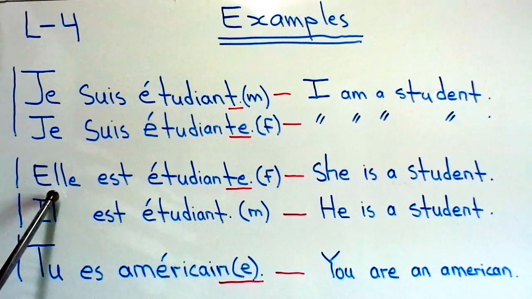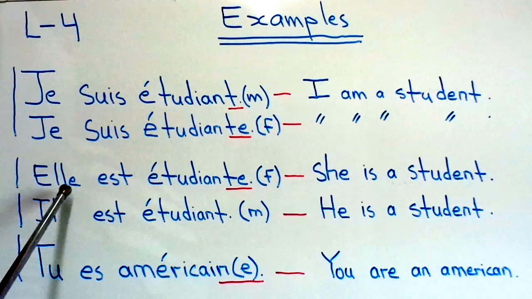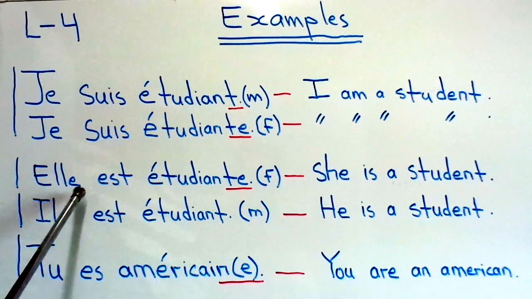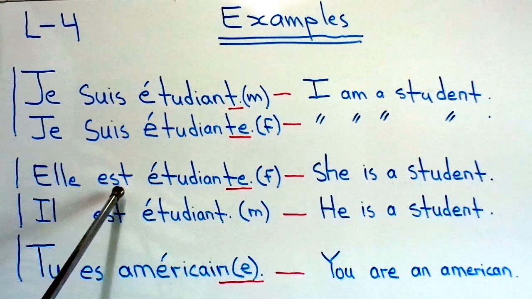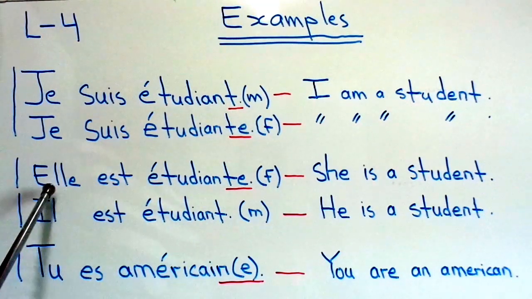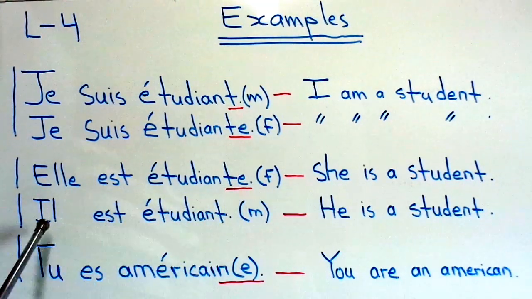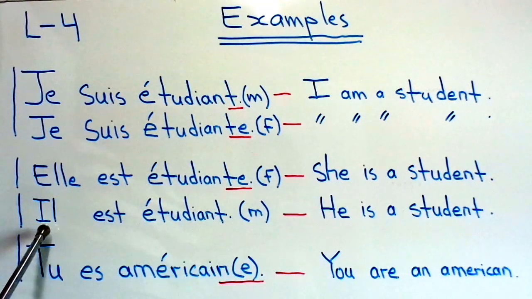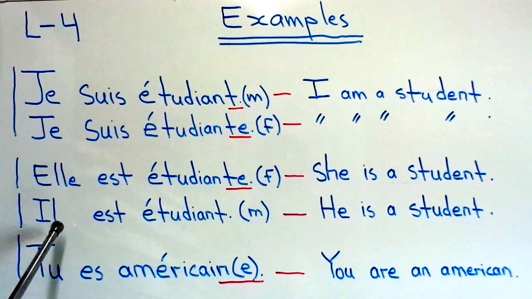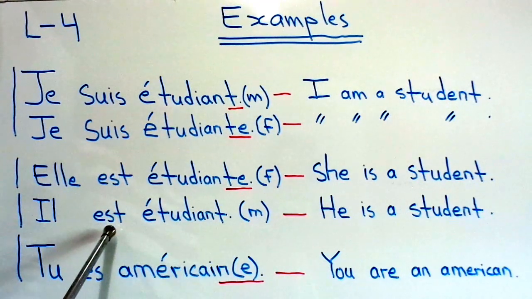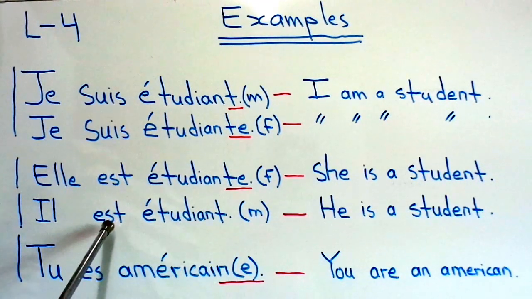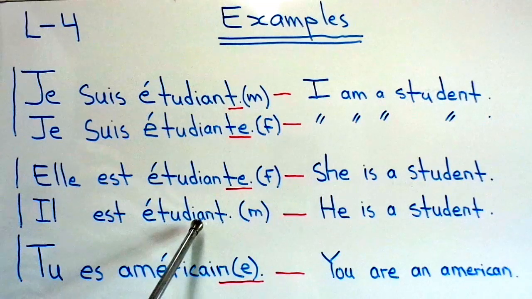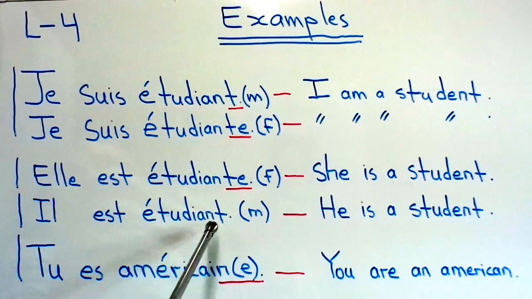Elle est étudiante. In this case, the subject pronoun is she. We learned in our previous lessons. Est is the verb to be that we use in this example. Il est étudiant. Il is the subject pronoun that we learned in the previous lessons, and est is the verb to be, le verbe être, that we used in our previous lessons, and also the noun étudiant.